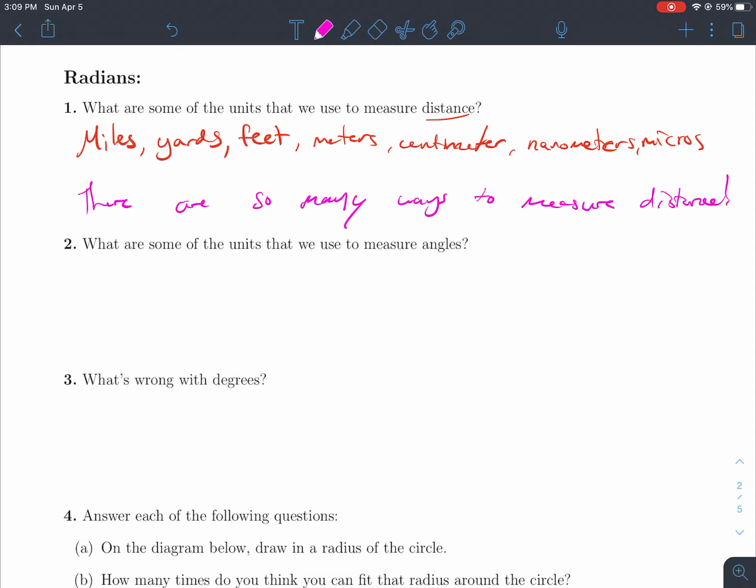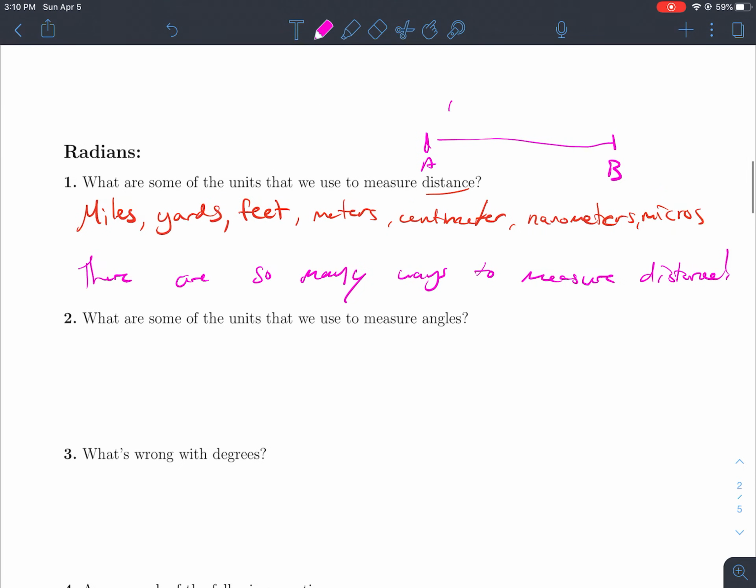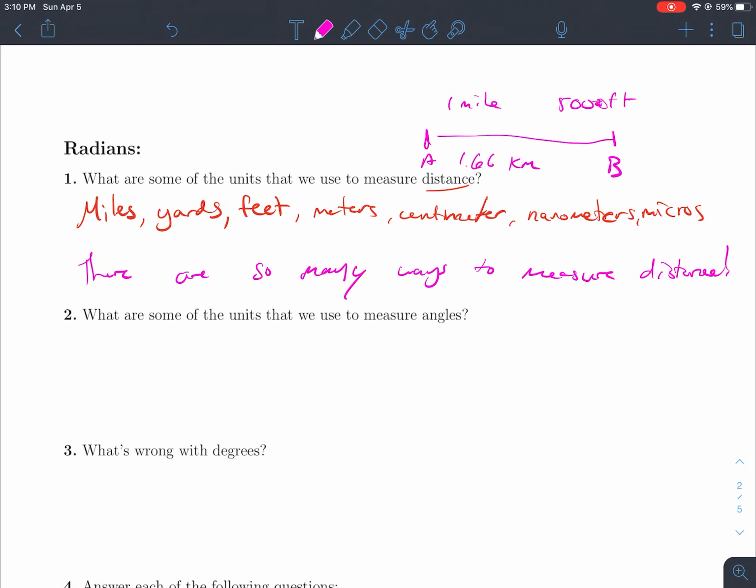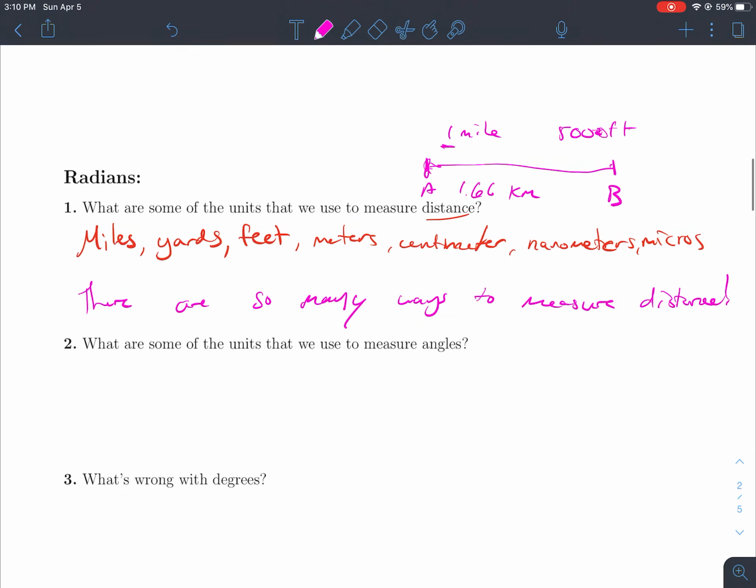No matter what units you measure the distance in, the distance between point A and point B is the same amount. How we express it is just different. So it might be 1 mile, it might be 1.66 or something kilometers, it might be 5,000 feet. All of these would be like equivalent situations. Not exactly. I'm kind of guessing with the equivalencies here, but the distance would still be the same amount. Just the number that we use to express it would be different depending on our unit choice.